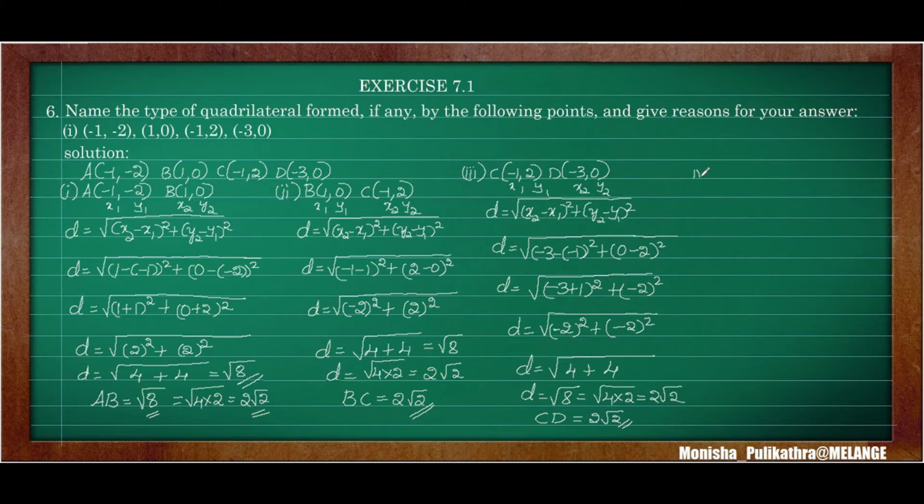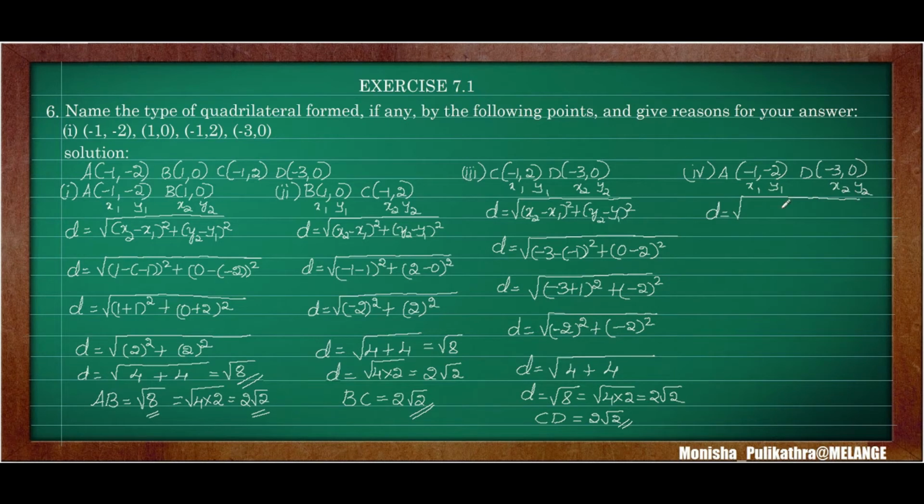Next, the last case, that is AD. So A is minus 1, minus 2 and D is minus 3, 0. So let this be x1, y1 and x2, y2.